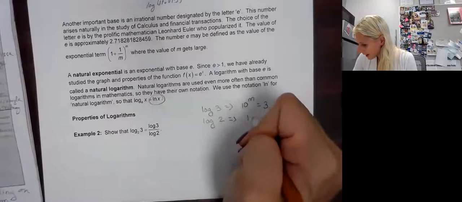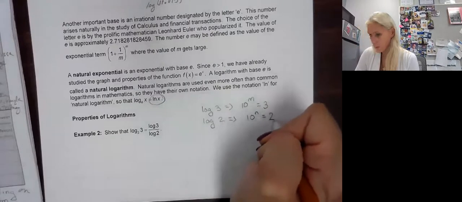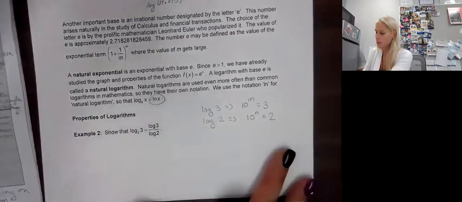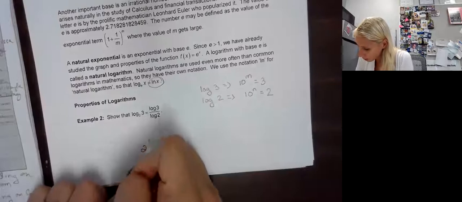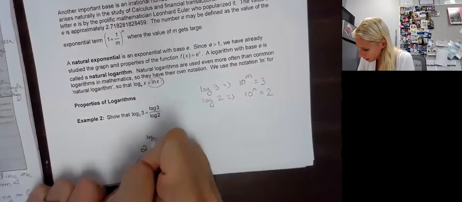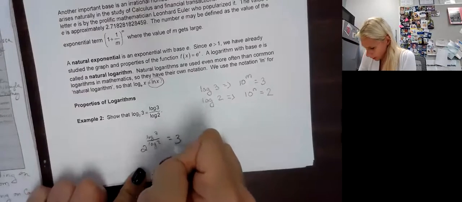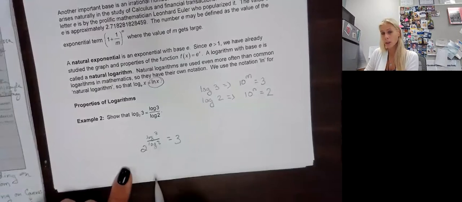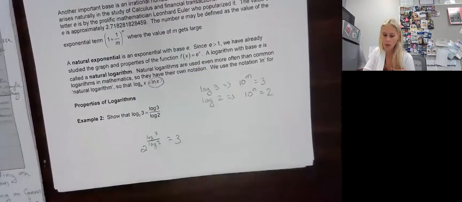That means 10 of something, and I'm going to change this variable to n equals 2. That's just converting, right? The other thing we're going to look at is, remember, what this is saying is 2 to the log 3 over log 2 equals the value of 3. So if I can manipulate this left side here and show you that it equals 3, I've proven to you that those two things are equal. So let's see how I can do this.